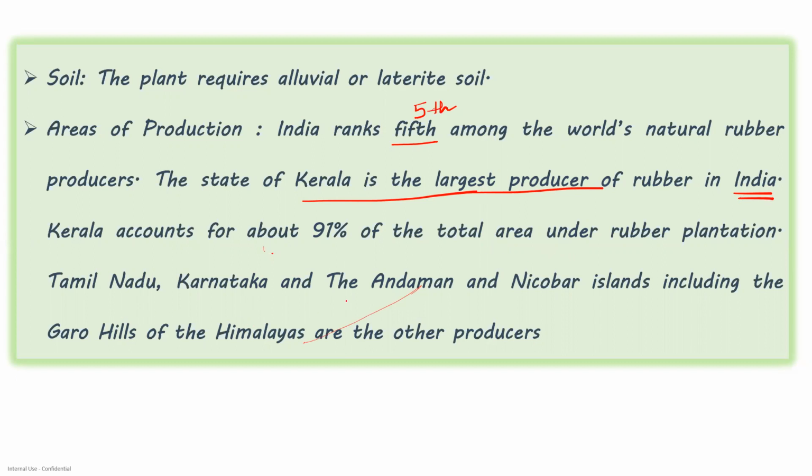Tamil Nadu, Karnataka, and Andaman and Nicobar Islands, including the Garo Hills of Himalayas, are the other producers. You might think Himalayas means it's very cold, but Garo Hills doesn't fall in those regions of upper and middle Himalayas. So it's not that cold.